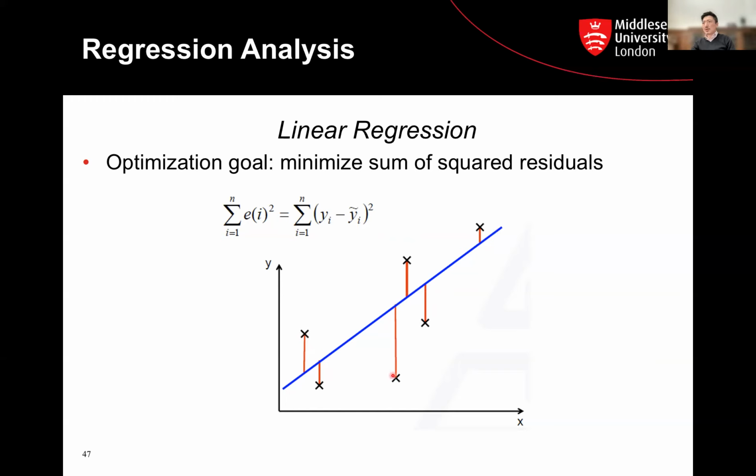So obviously, the smaller the total of these distances, the better. That's the algorithm to find the linear regression: find the line which has the smallest total distance when you add these red lines together. In this case, we use squares, so whether it's positive or negative doesn't matter.